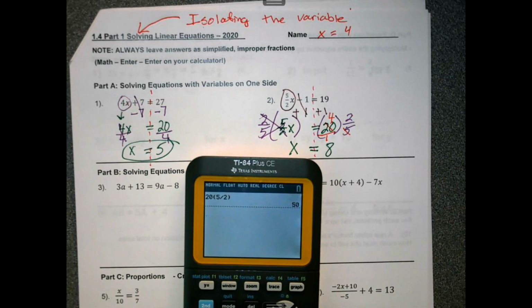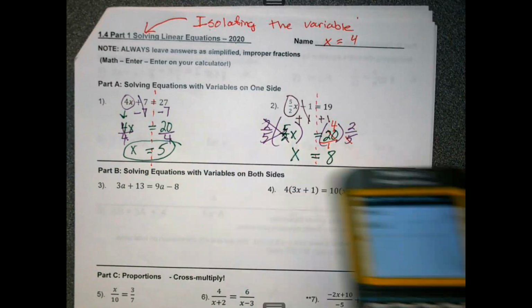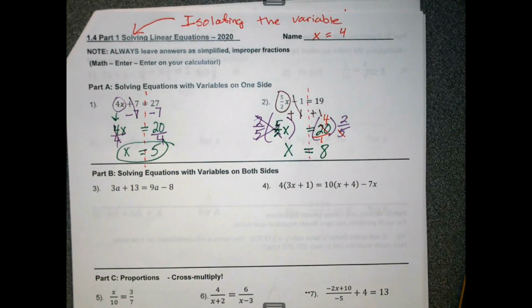Wait a minute. There should be 2/5, shouldn't it? Okay. If you happen to get a decimal, you can always change it back to a fraction using the math, enter function. Questions with fractions? I think I went through everything about fractions.